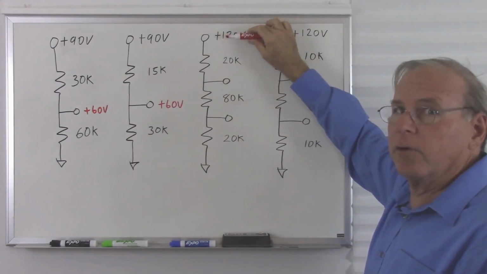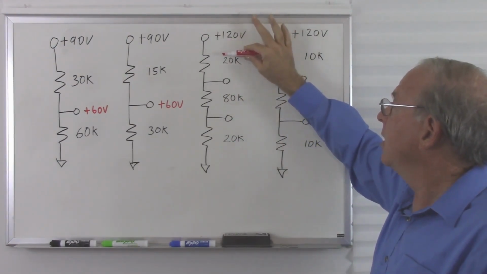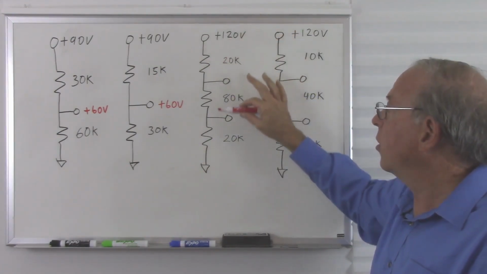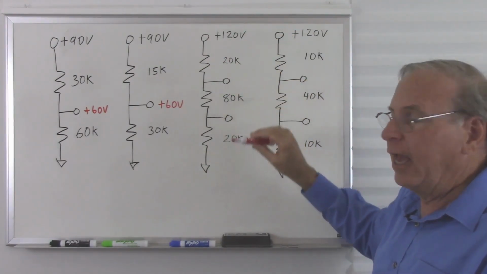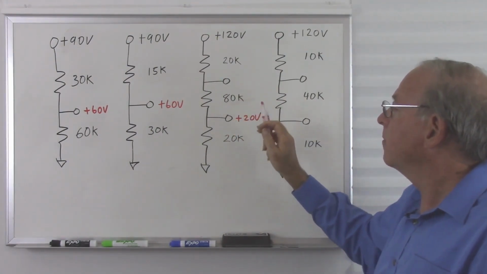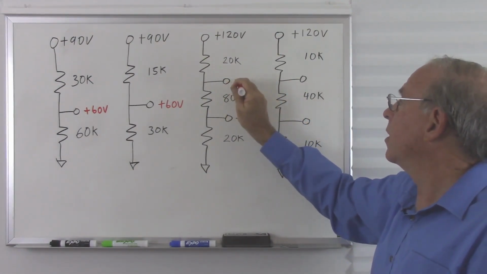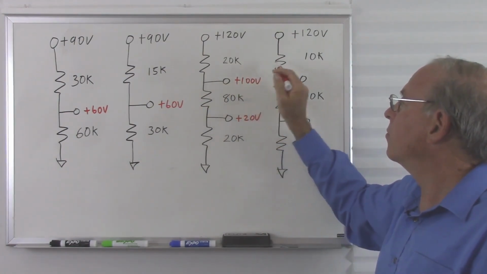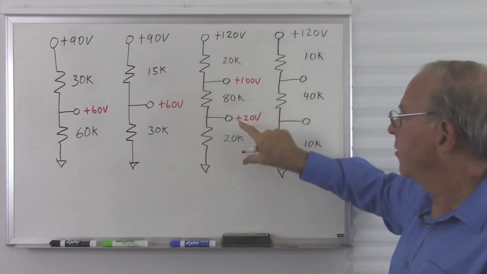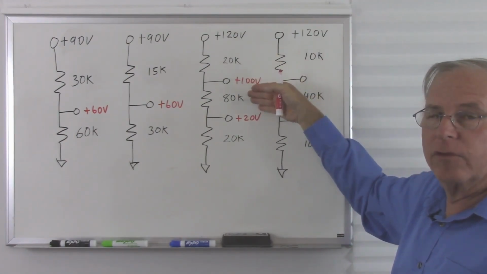Now we have 120 volts, 20K, 80K, and 20K. Well, it doesn't take long to notice that that adds up to 120K. So once again, we have 1 volt per 1,000 ohms. So we start with 20K, 1 volt per 1,000 ohms. That's going to be plus 20 volts. Then we have 80 volts across here. So 20 plus 80 equals plus 100 volts, leaving the other 20 volts across this 20K resistor. Notice there's 20K, 20K, 20 volts, and then 80 volts in the middle.